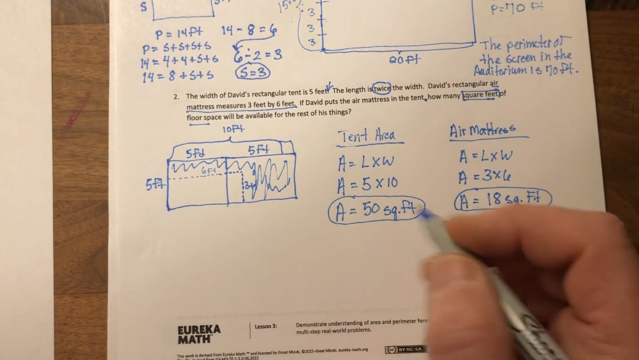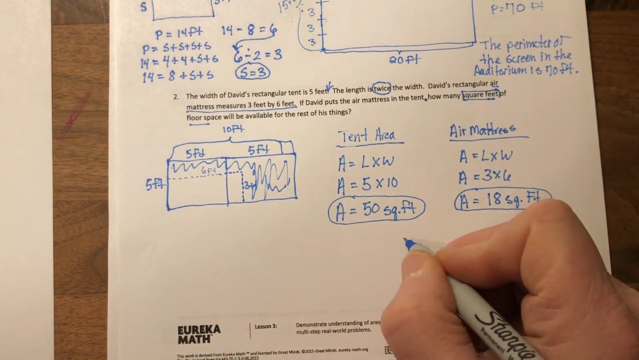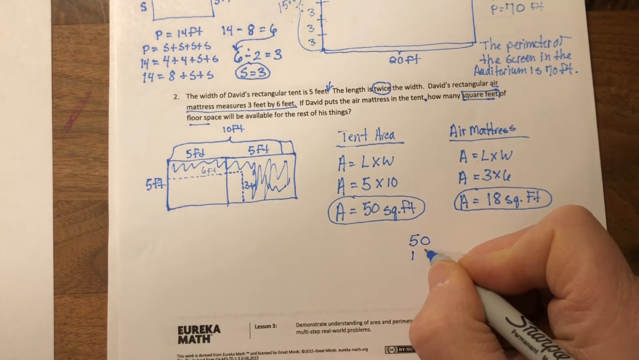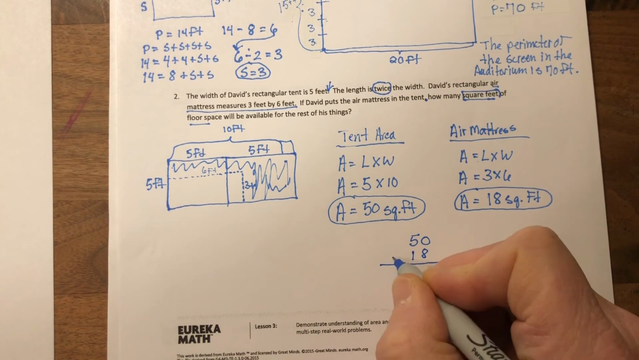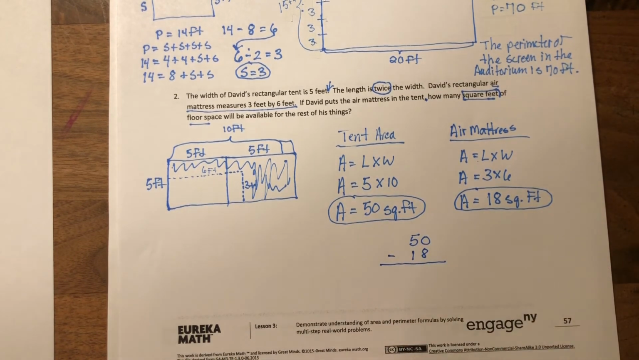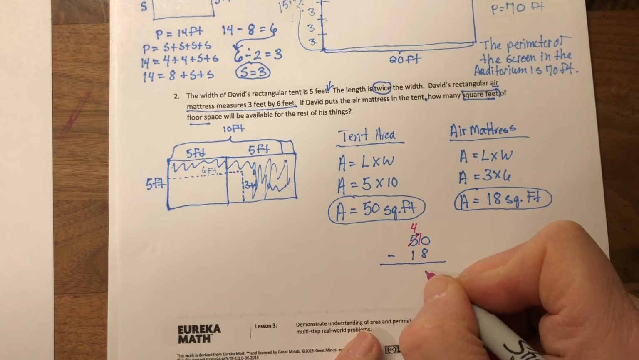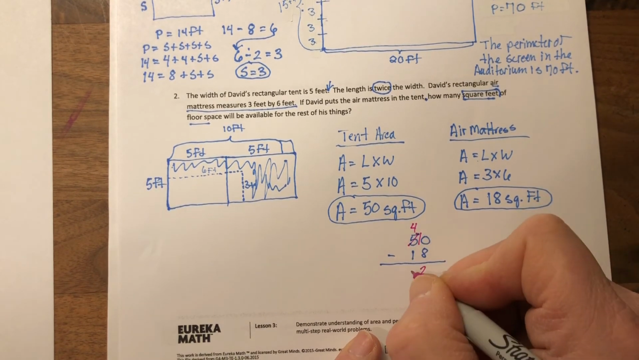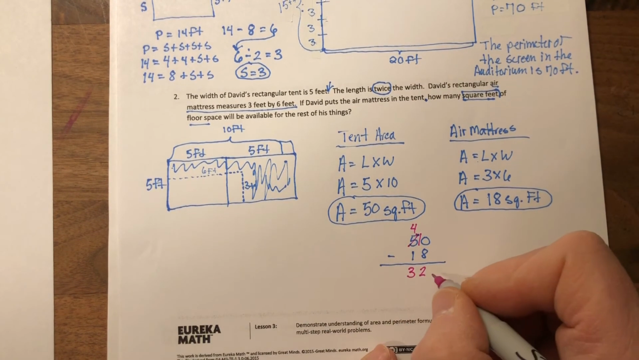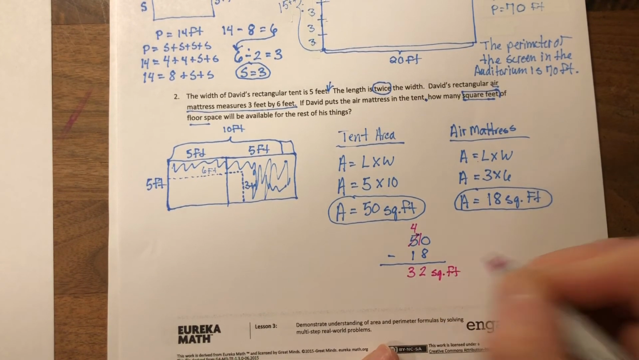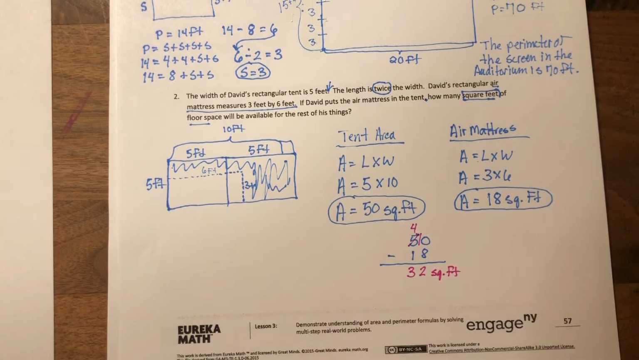Okay, how to figure this out is you want to take the total square footage, which is 50, and you subtract what's already used, 18. And you figure that out from there. So I have 50 minus 18. So I can't do 0 minus 8, so I cross out the 5, leave a 4. 10 minus 8, that's 2. 4 minus 1 is 3. So this turns out to be 32 square feet. So that's how much area is left over for the rest of his things.